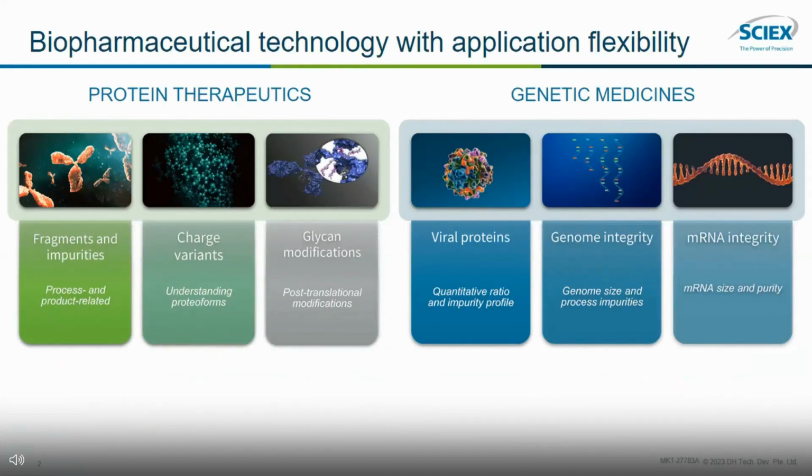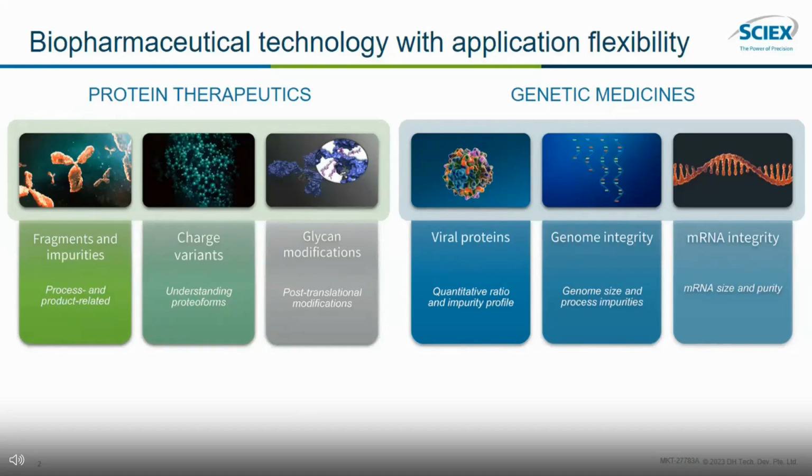So what can capillary electrophoresis do? For protein therapeutics, we can use CE to analyze process and product-related fragments and impurities. We can understand proteoforms by studying their charge variants, which will provide information about the variety and quantity of different post-translational modifications. We can do glycan analysis by CE as a high-throughput complementary tool to assess glycosylation and understand the glycan distribution of a therapeutic protein.